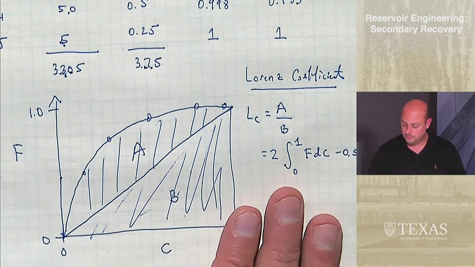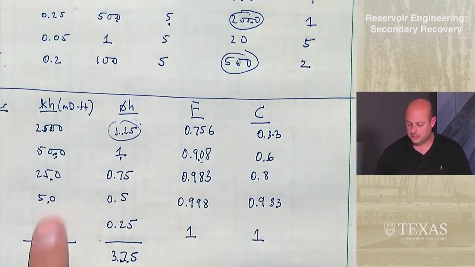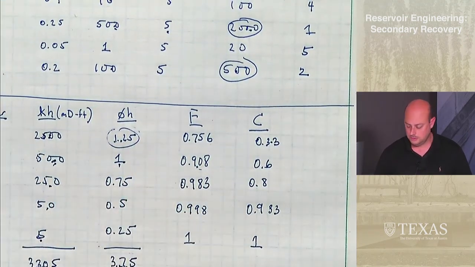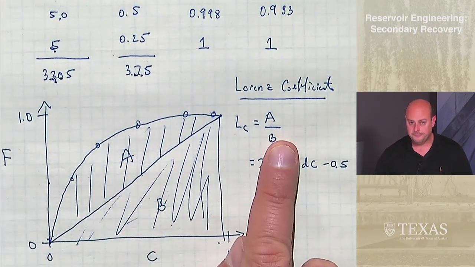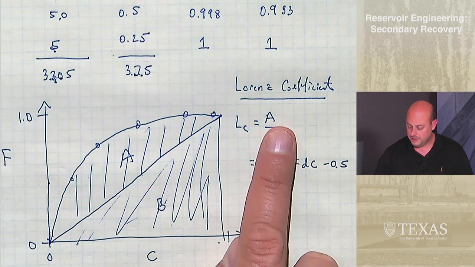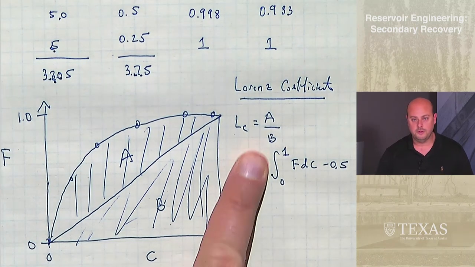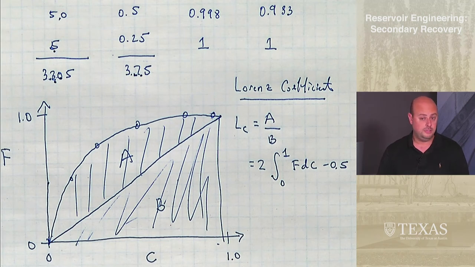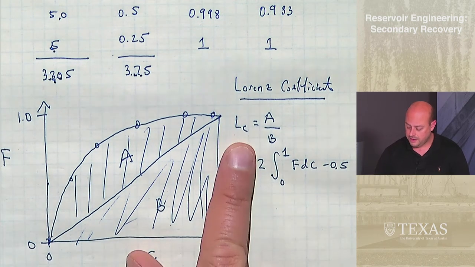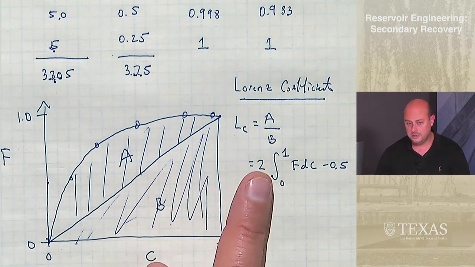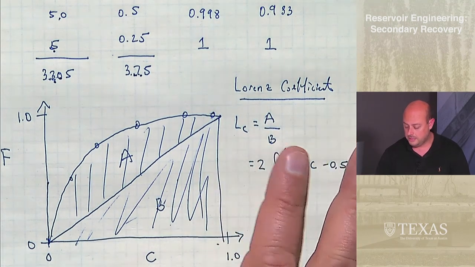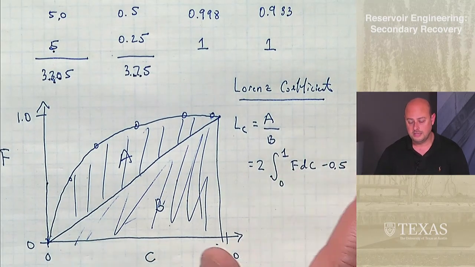Now, for very homogeneous samples, cases where the permeability doesn't change much, the area of A would be really small. And if the area of A is really small, then you get a small value of the Lorenz coefficient. So it's different than the Dykstra-Parsons coefficient. You'll get a different number, but like the Dykstra-Parsons coefficient, if LC is close to 0, if it's small, then it's fairly homogeneous. If LC is large, if it's close to 1, then it's heterogeneous.